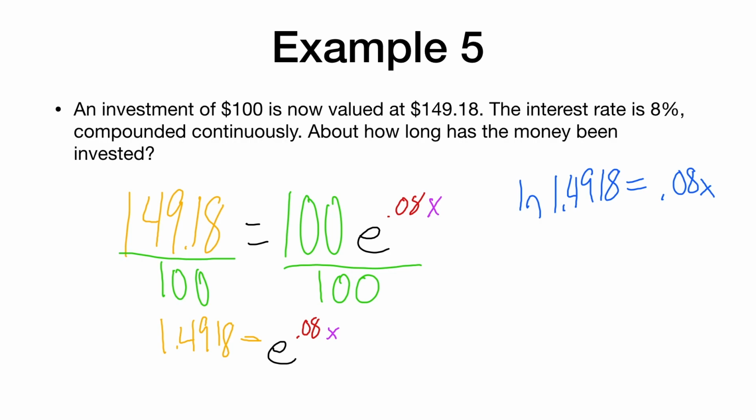Now let's do our math real quick. We go into our calculator, we put ln 1.4918, close parentheses, and that ends up being basically 0.4 when we round. And that's going to be 0.08x. Then we divide by 0.08 from both sides, not 0.08x, just 0.08. And we end up getting 5 is about x. It's a rounded number, it's not actually exactly that. So it was about 5 years.